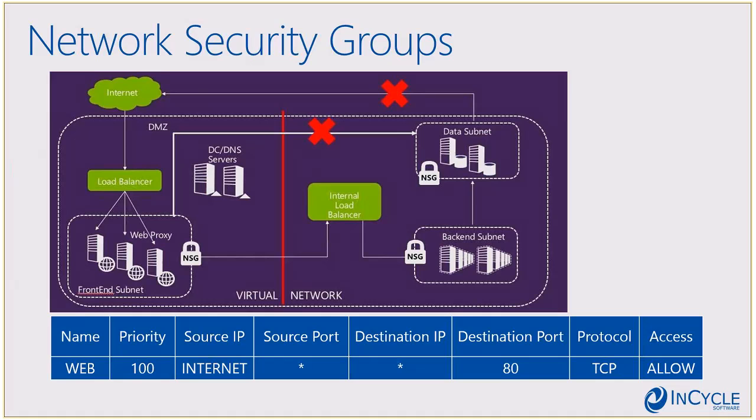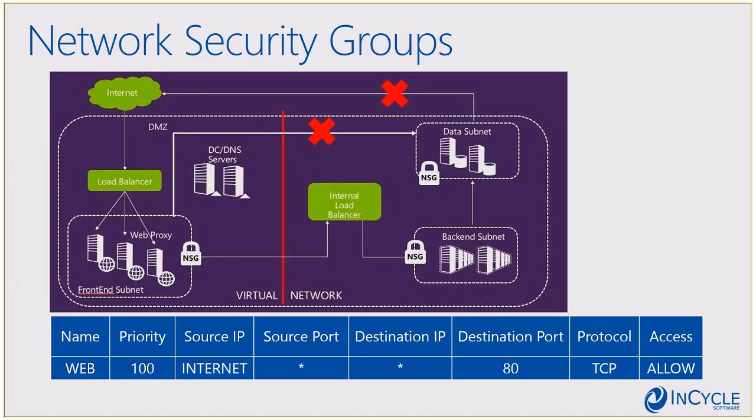Network security groups use a 5-tuple type of security implementation. It's going to use your source IP, your source port, your destination IP, your destination port, and the specific protocol, and then allow or deny to configure the security to access your endpoint. This gives you the ability to segment your virtual network into specific regions and to control how networks communicate with each other.